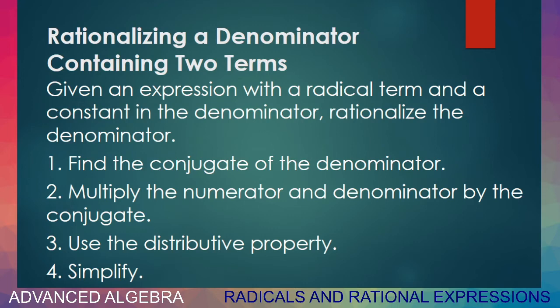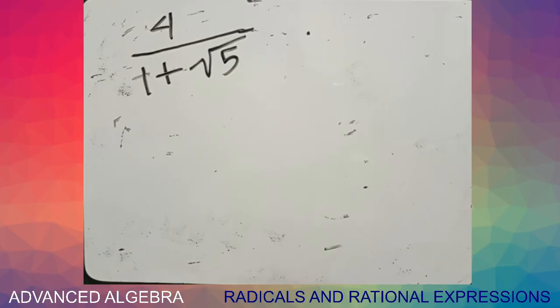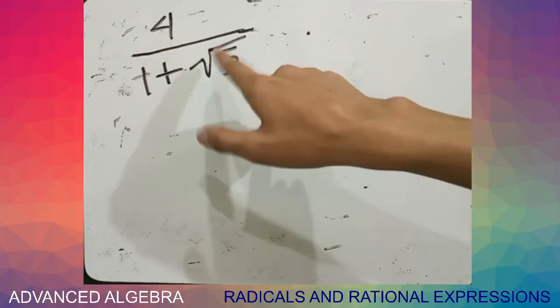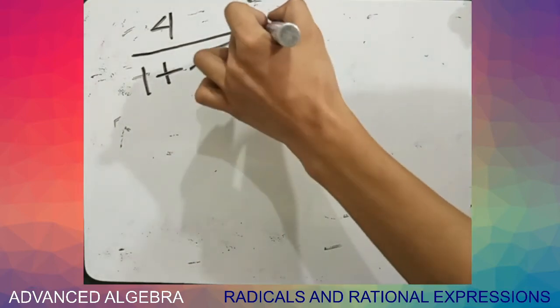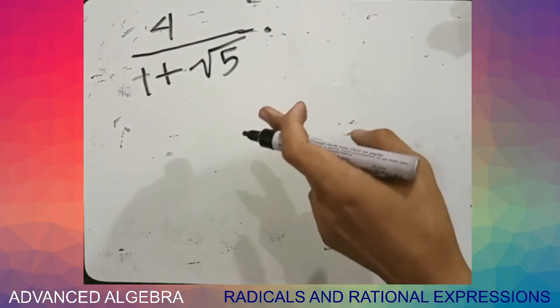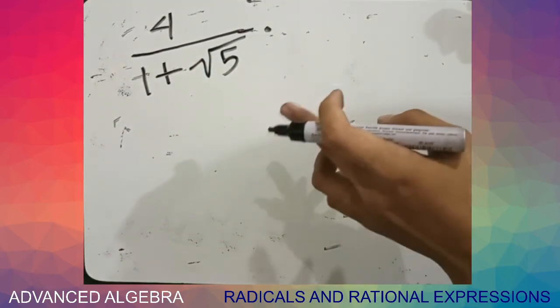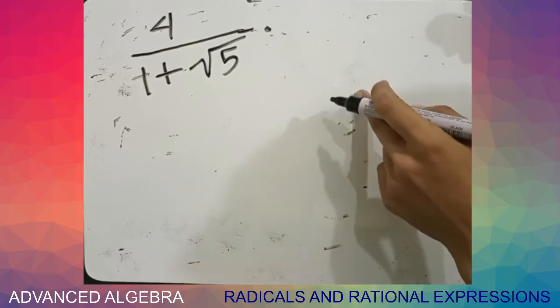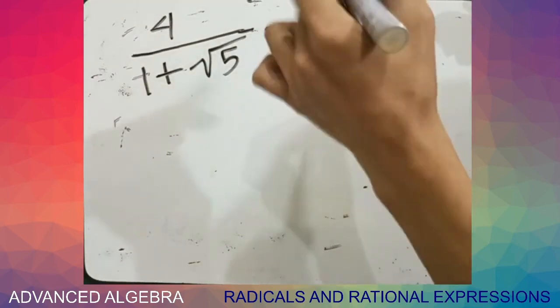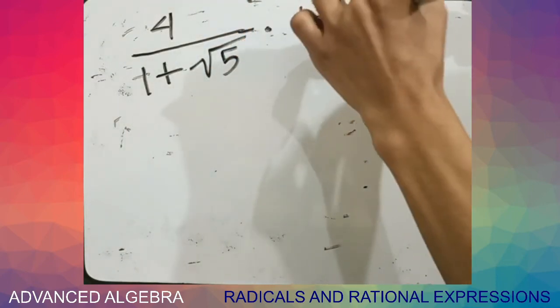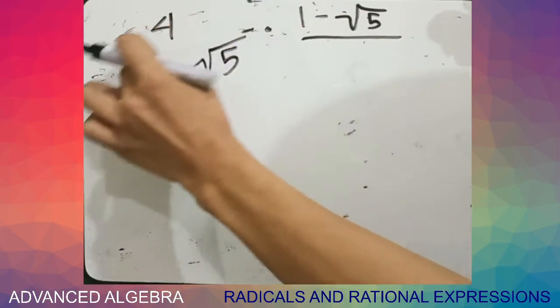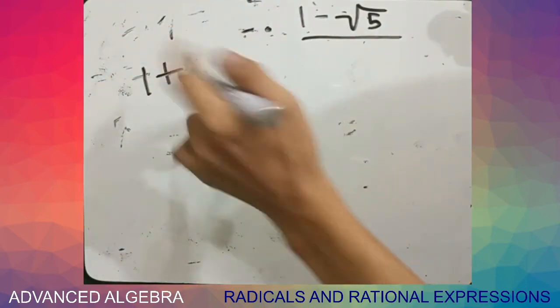So, mag-provide tayo ng ibang example. Okay. So, 4 over 1 plus the square root of 5. Okay. So, ano gagawin natin? I-multiply daw natin siya sa conjugate ng ating denominator. So, what is the conjugate of 1 plus the square root of 5? So, conjugate na yun ay yung kabaliktaran. So, magiging 1 minus the square root of 5 over, dapat kasi, okay, burahin ko lang ha.